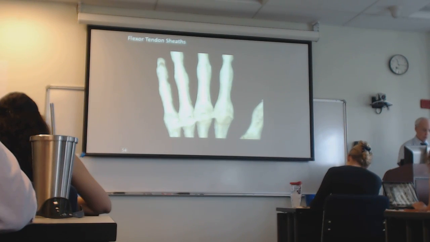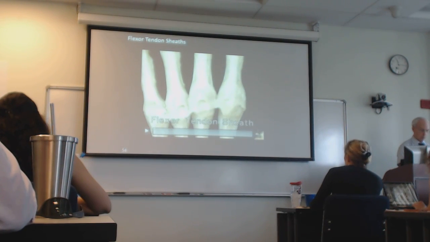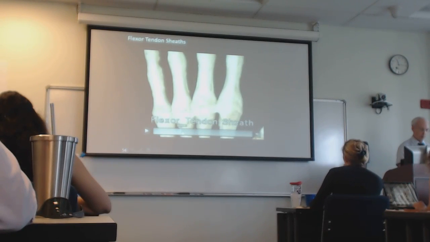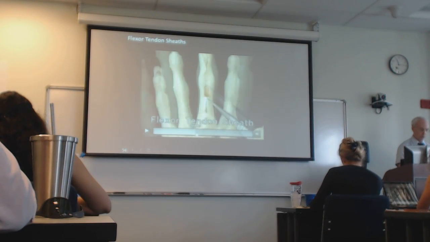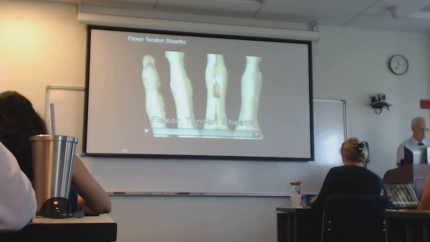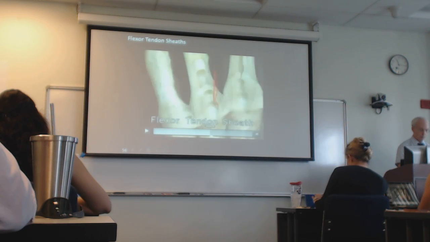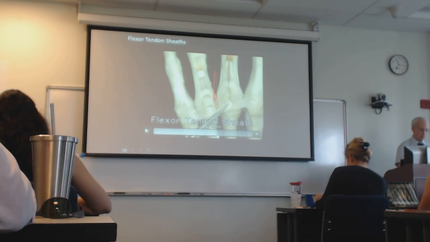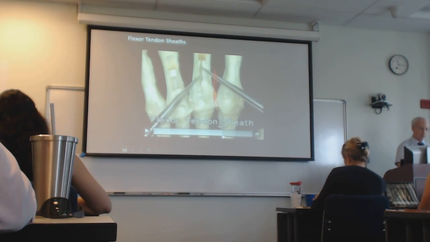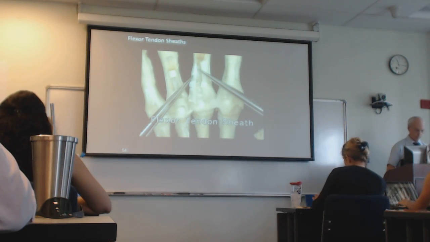So again, we won't watch this, but what you're looking at here are these fibrous sheaths or capsules. We saw the tendons earlier, and the tendons would be running through this. But isn't that a remarkable encapsulation? And once again, these are continuous with the palmar aponeurosis.